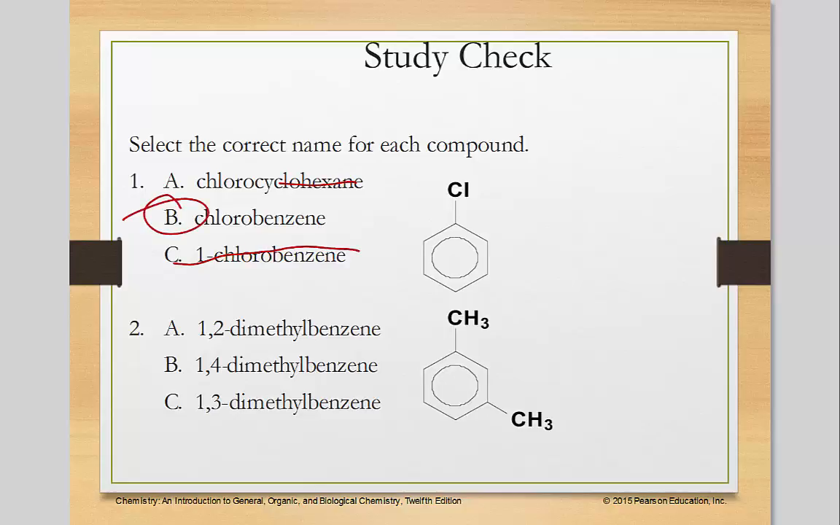For part 2, we start counting up here 1, 2, 3. That's why it's 1,3-dimethylbenzene. And that is your basic benzene ring.